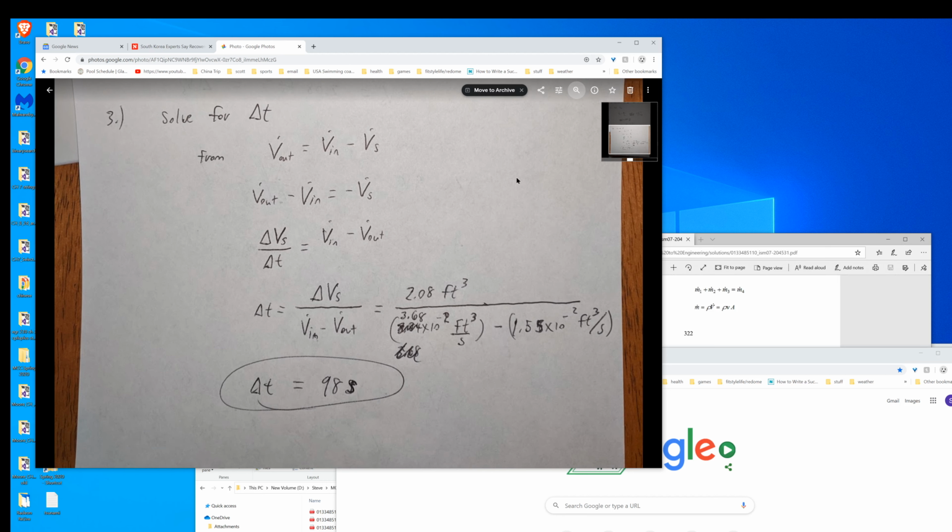You can check the author's solution. I left that in the solutions area, so you can look and compare and see the way the author or the publisher did it. Okay, so that's it for that one.